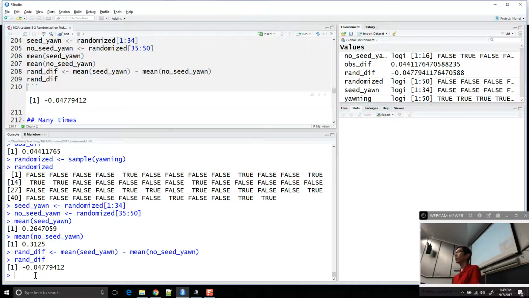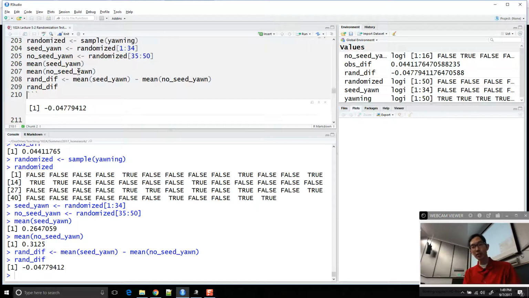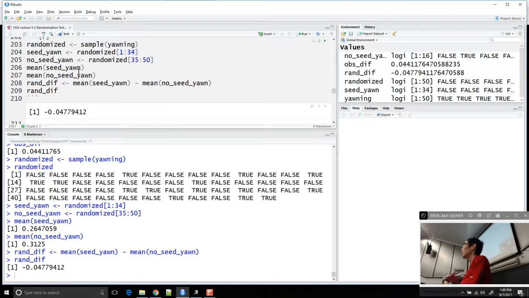Okay, so here those who got the seed yawn in our randomization, if we mixed up the group another way, in this case, those put in group 1, which is our seed yawn group, yawned less often than those who received no seed yawn. Okay, so this is one randomization, and we can do this again. We can do another randomization.